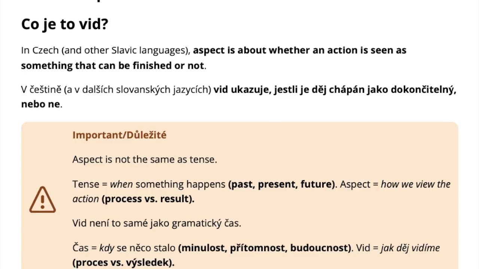Čas minulosti, budoucnosti, přítomnosti. So tense is something that tells me when the action happens, is happening, will happen, has happened, and so on.